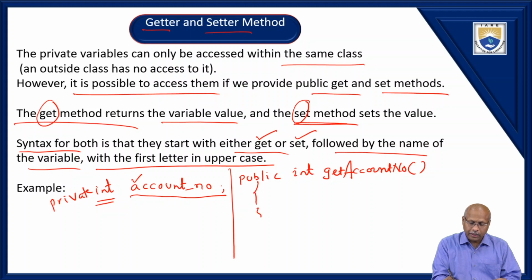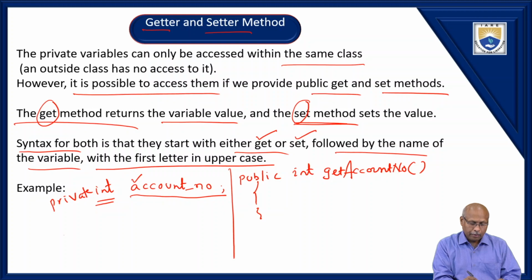Then write your logic. So this is the way of writing the getter method. Similarly, for the setter method, how to do it? As the setter method is not returning anything, but it is setting, what type of data do you have to set? That type of the variable. This is the integer type, so the integer type of data you have to pass as a parameter.